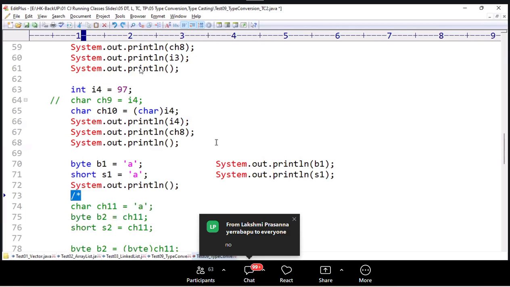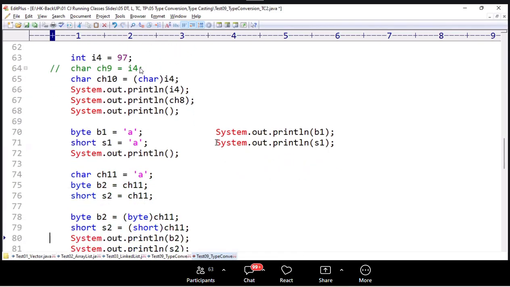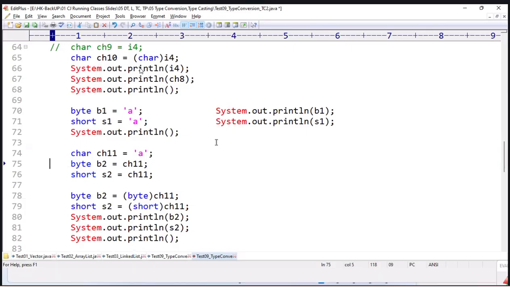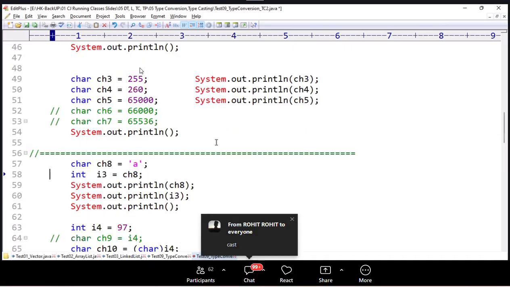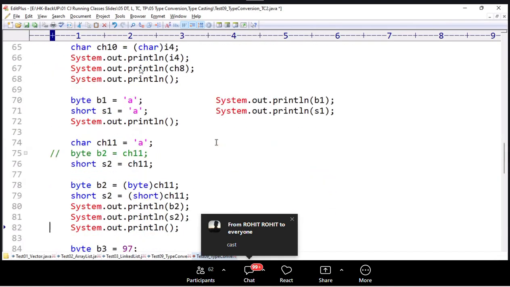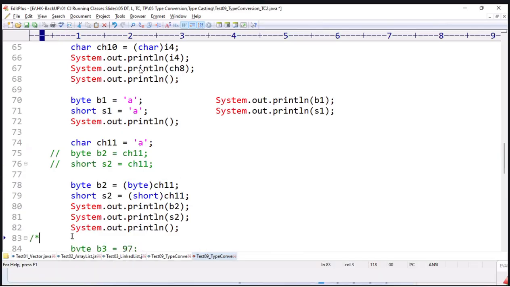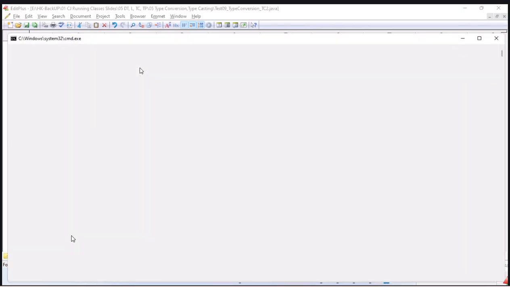Next, tell me. How can I assign with a cast operator? With the cast operator it is allowed, because the cast operator will do type conversion, range conversion. If you practice, you must practice this. Now there is no compile time error here, with the cast operator.